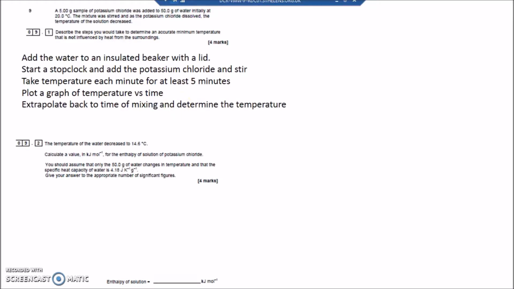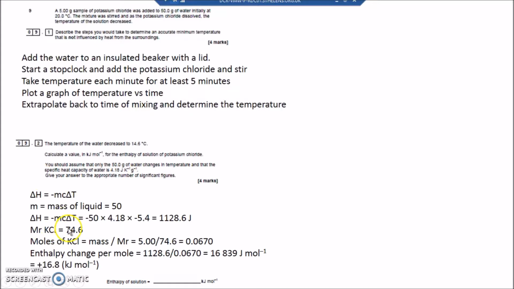Question 9.2. The temperature of the water decreases to 14.6. Calculate a value in kilojoules per mole for the enthalpy of solution of potassium chloride. Okay, so Q is mc delta T, or delta H equals minus mc delta T. Delta H has the minus sign in because you expect it to be exothermic. Q doesn't have that sign, and you have to put the plus or the minus in at the end, depending on whether it's exothermic or endothermic.